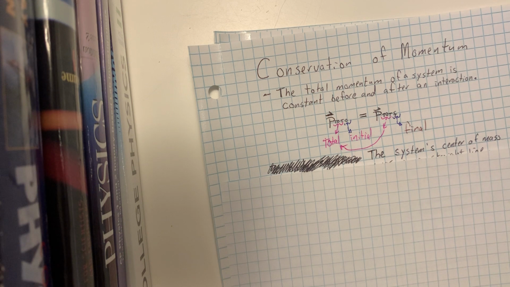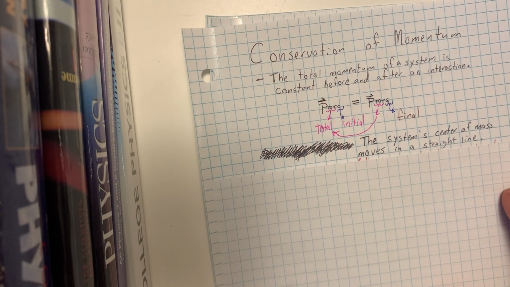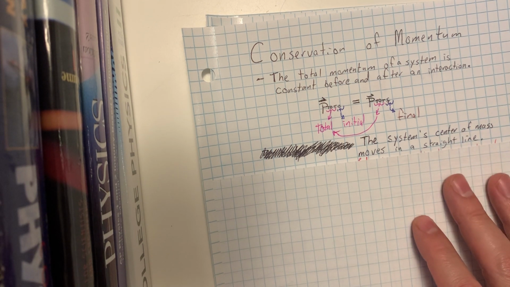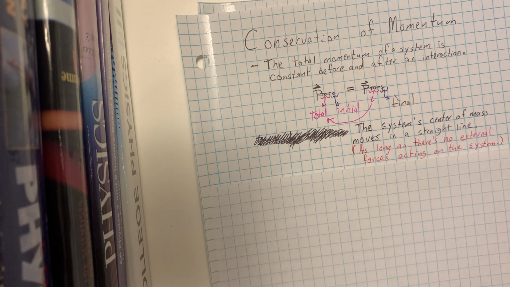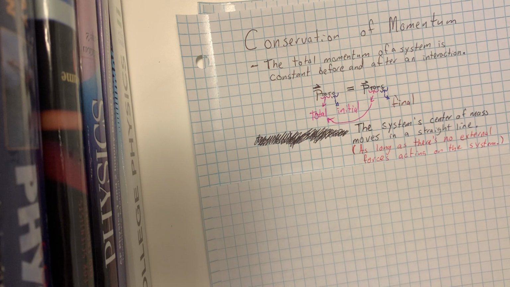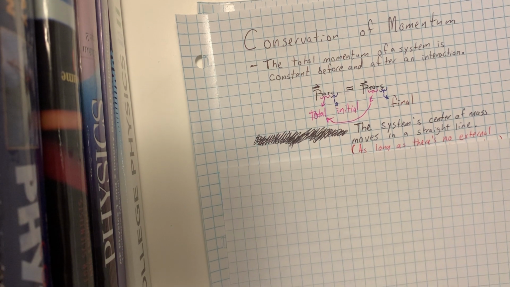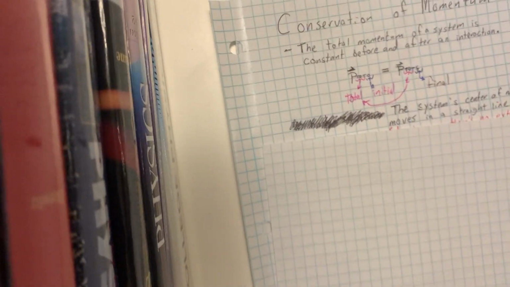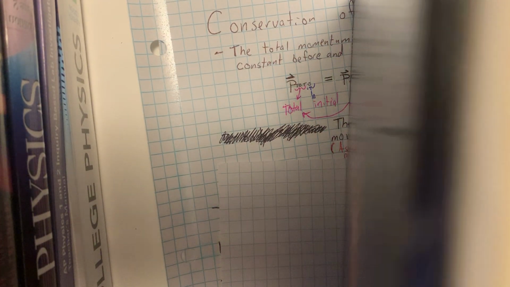And there we go. Now, with conservation of momentum, the system's center of mass moves in a straight line as long as there's no external forces acting on the system. Any external force would make the center of mass accelerate like Newton's second law. So pulling out one of my old textbooks here, I've got a favorite problem of mine.